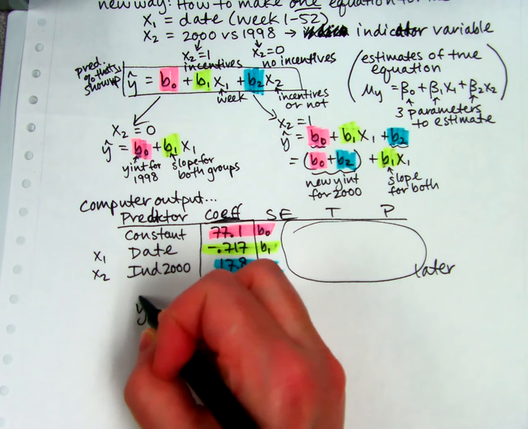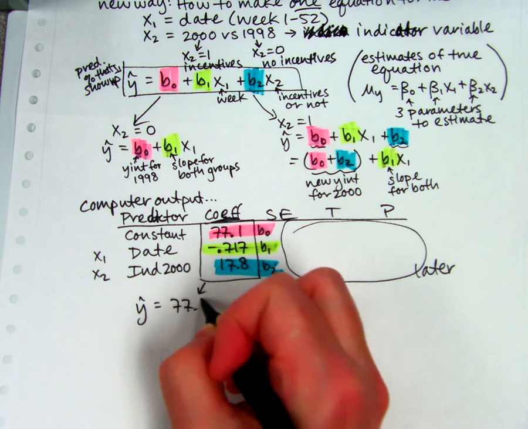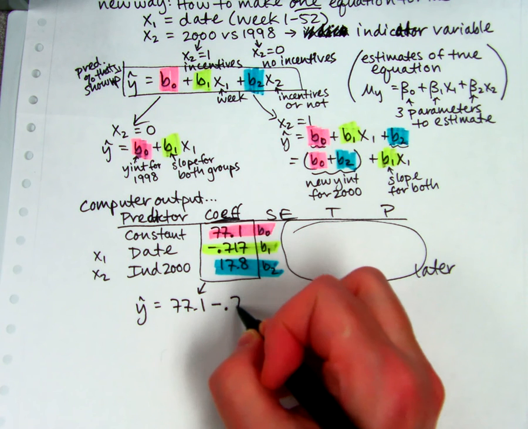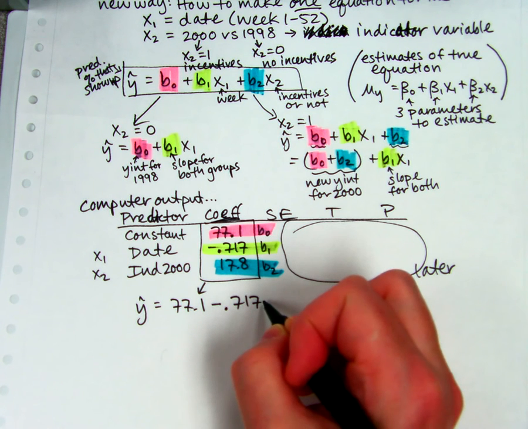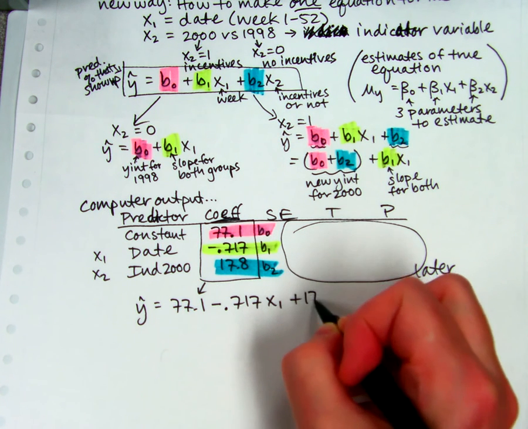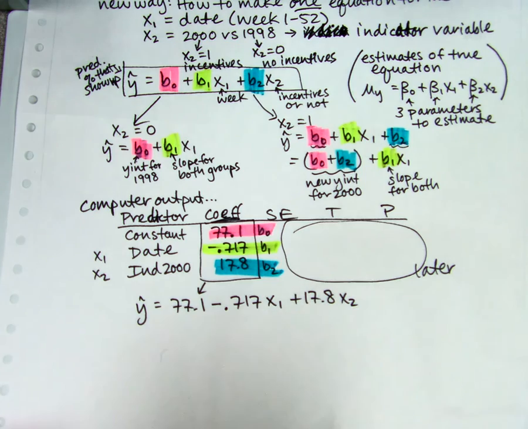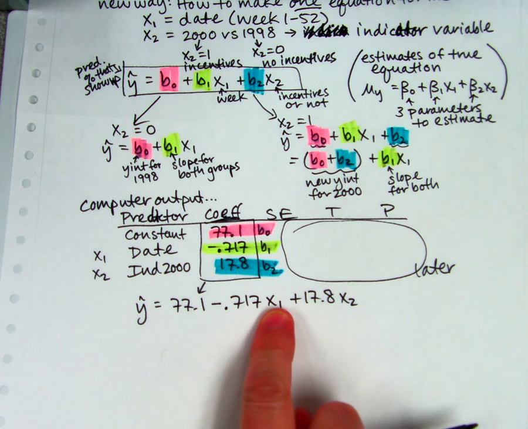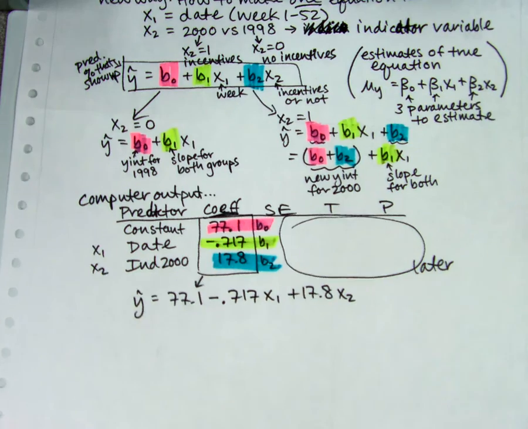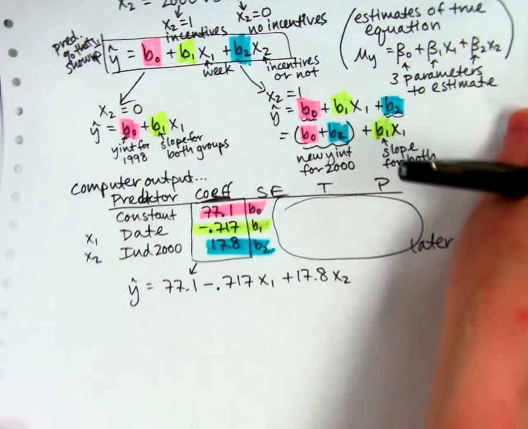So I could take this and write my equation. I could say y hat is 77.1 minus, I told you it was minus because that's a negative slope, 0.717x1 plus 17.8x2. I just wrote the equation that goes with this, and remember x1 represents the week and x2 represents whether it's incentives or not. We could interpret these things.